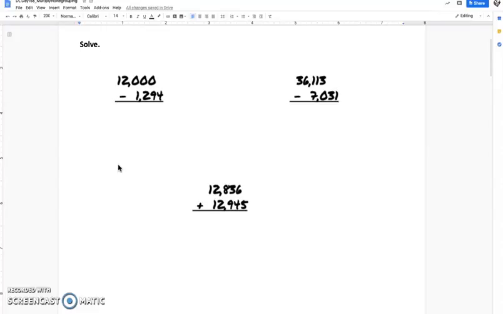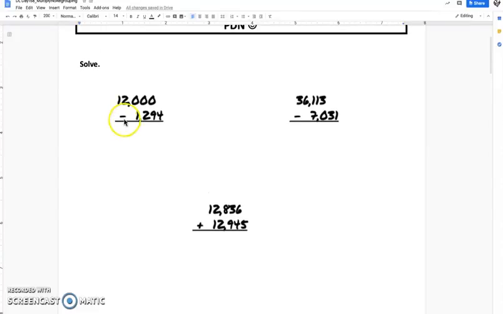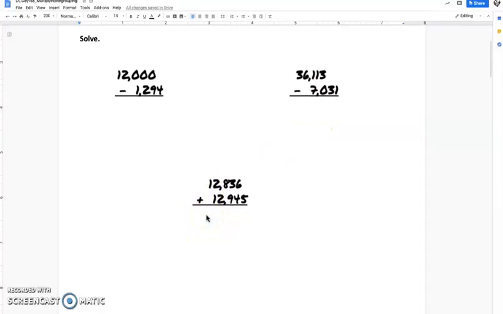Now, today's BDN is pretty simple. It says solve. So that means that we have to put our focus on the order of operation. The first two problems are subtraction. The middle one is addition. So please take your time in borrowing, regrouping, and making sure that our answers are correct.